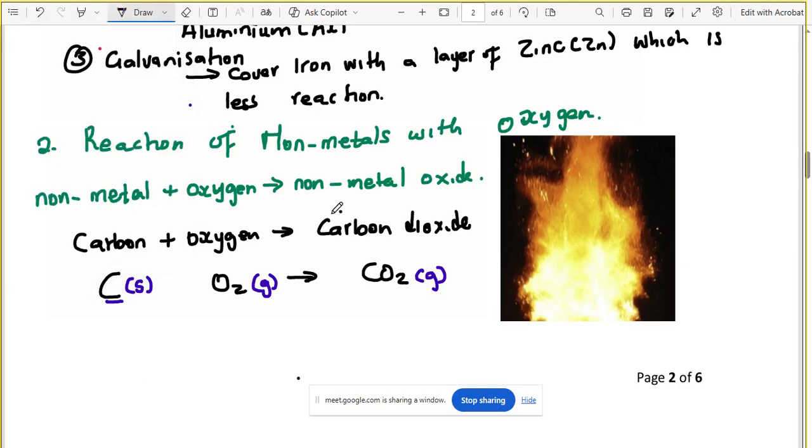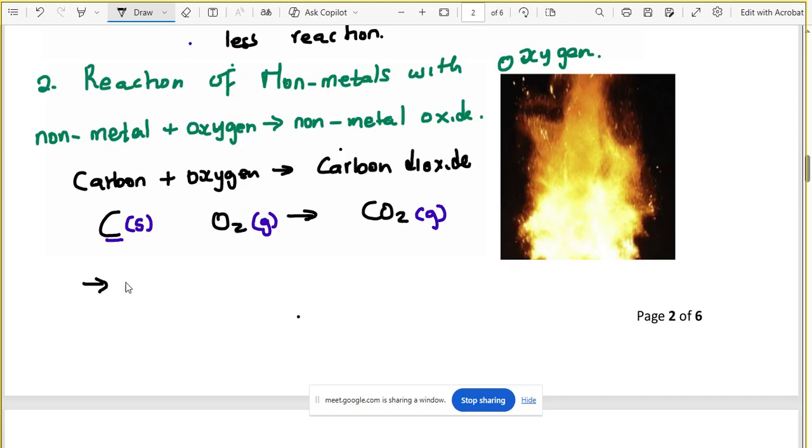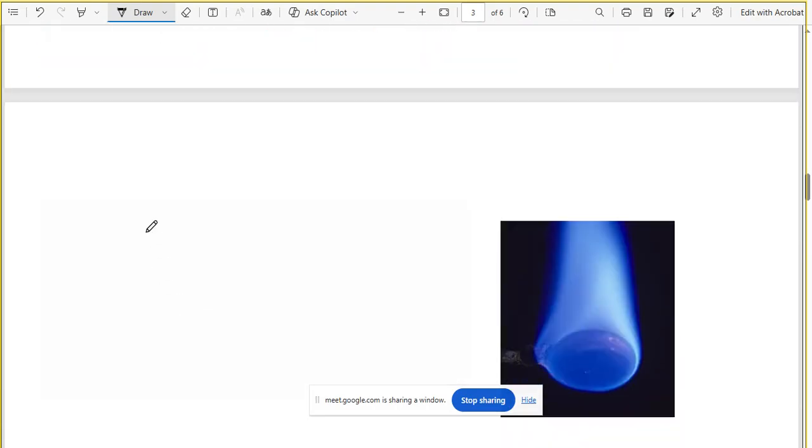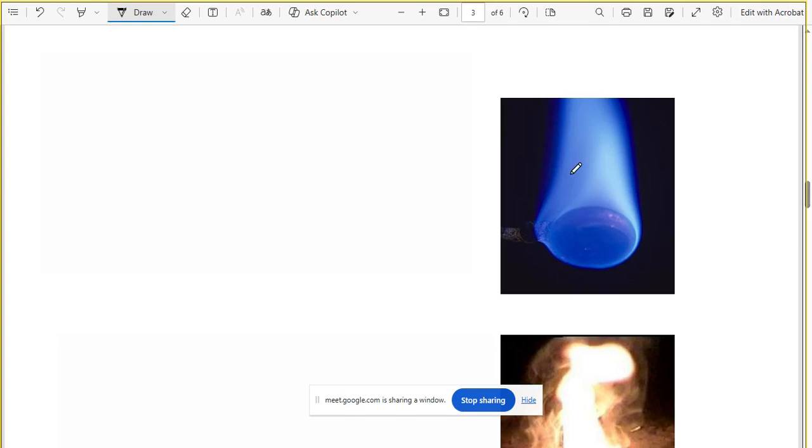Then when you look at this picture here, what do you see? We see carbon, which can be referred to as coal. It makes a yellow flame. So every time I see a yellow flame, I know that's carbon. Okay, right, let's move. Look at how nice this picture is. It's very nice. If you look at this one, this is the same. This will be sulfur.